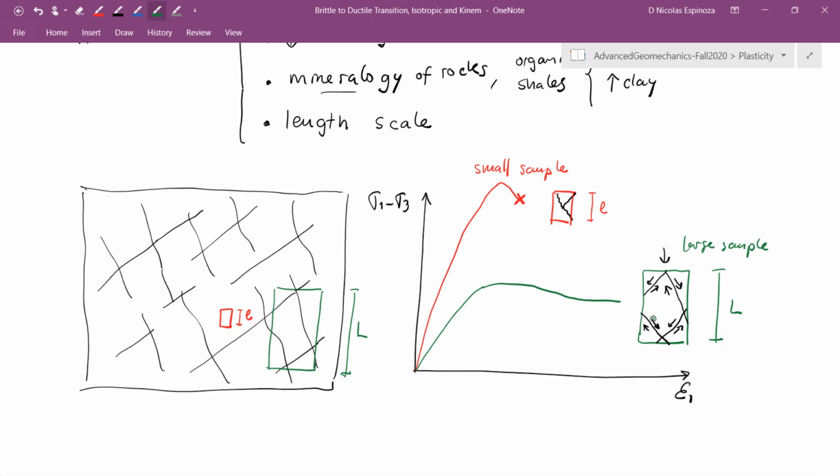All right, let me see if I forgot anything. I don't think so for this part. Let me just continue and complete this drawing. So where L is much smaller than L.